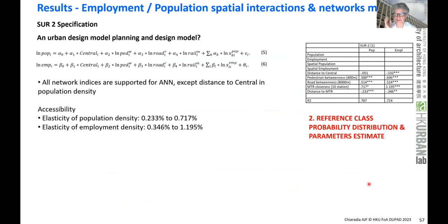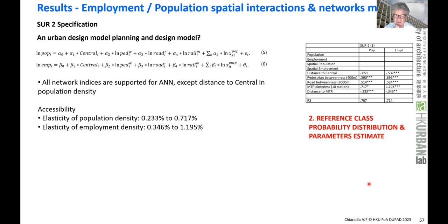I go quite fast, and this is the result, and the results are pretty good. We can explain quite well the population and employment location, and that's what we wanted to do. So this is a preliminary model with elasticity of population density and elasticity of employment density according to accessibility of those three networks. That's what we were aiming to have.